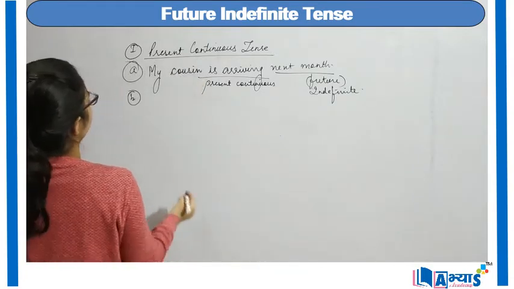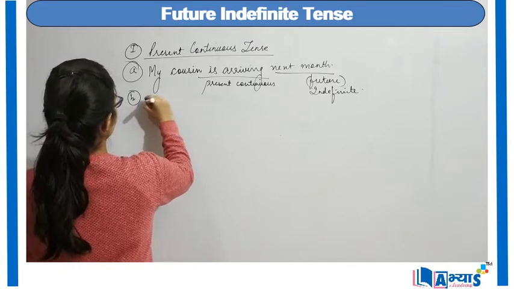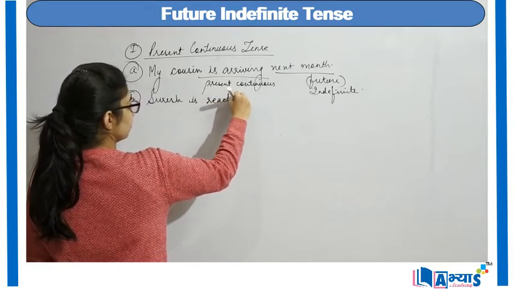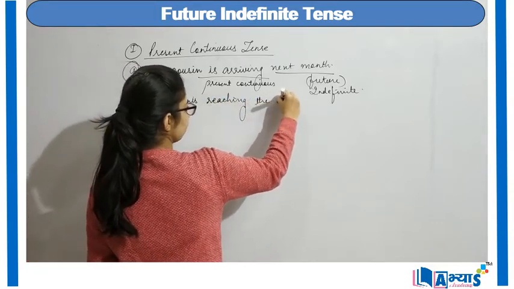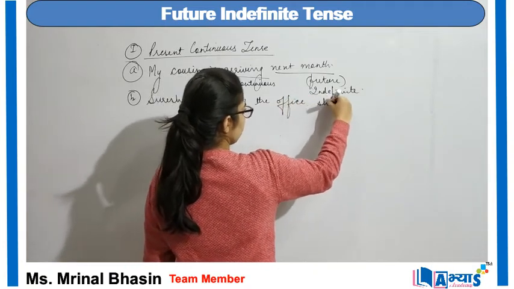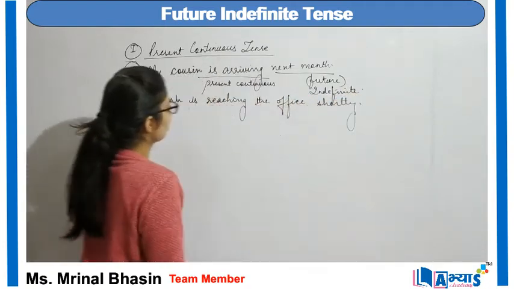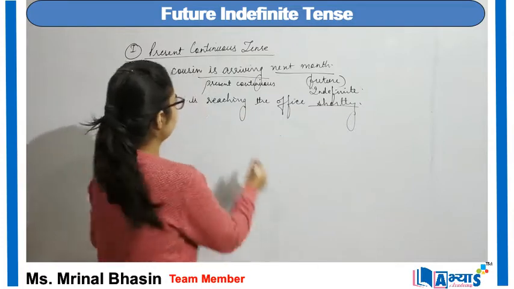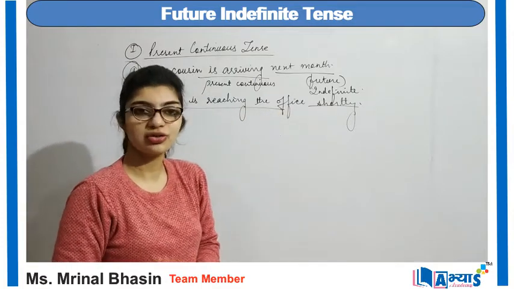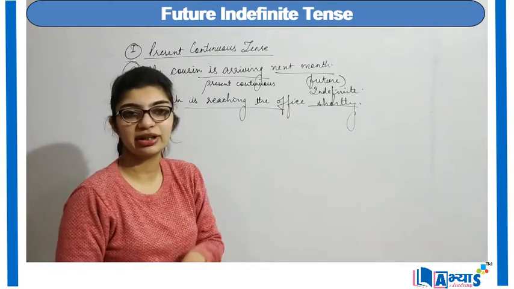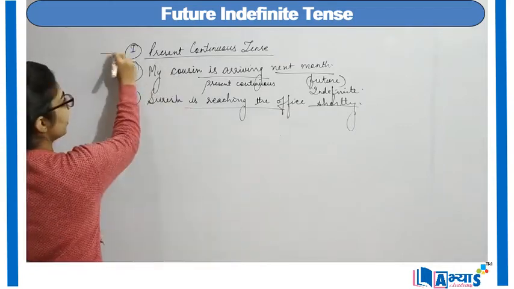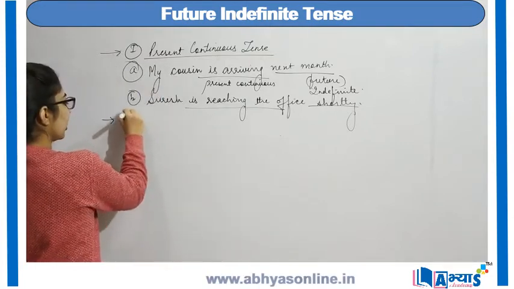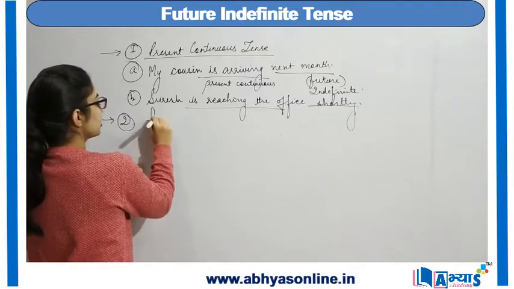Another example is: Suresh is reaching the office shortly. Suresh is reaching the office shortly. Now shortly is indefinite. He is reaching but he has not reached, so that is present continuous determining the future. This was the first case where the future action can be determined. Another case where future action can be determined is future continuous tense.